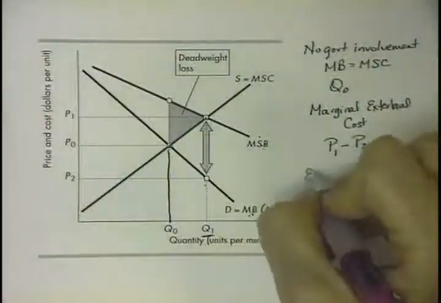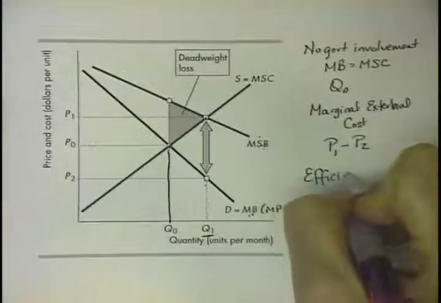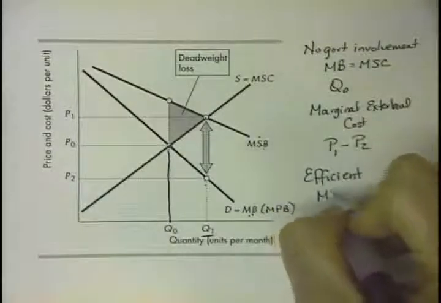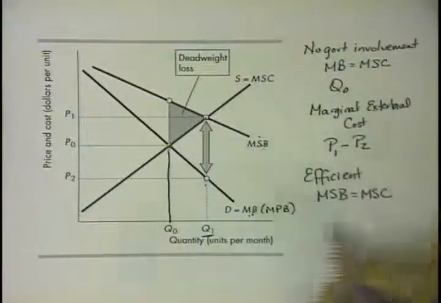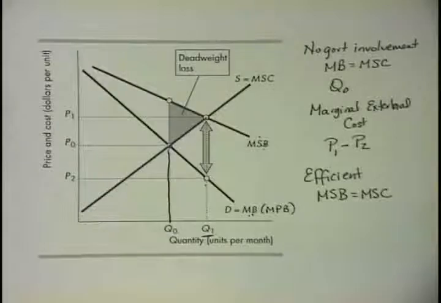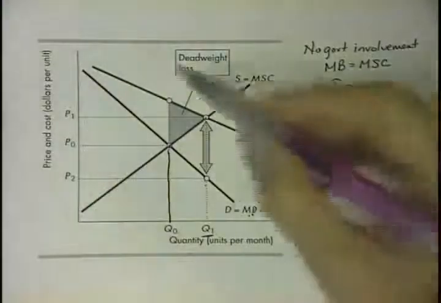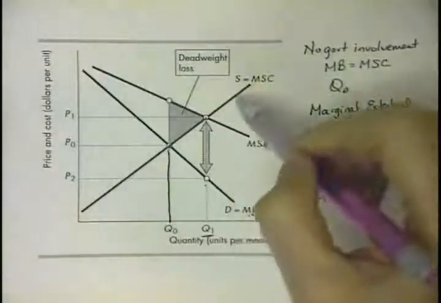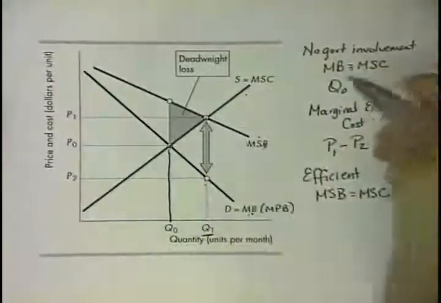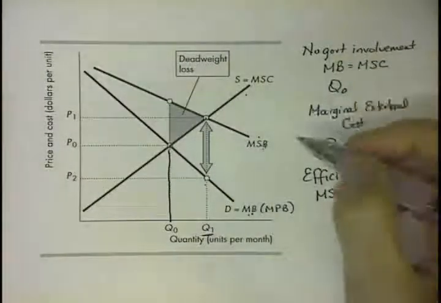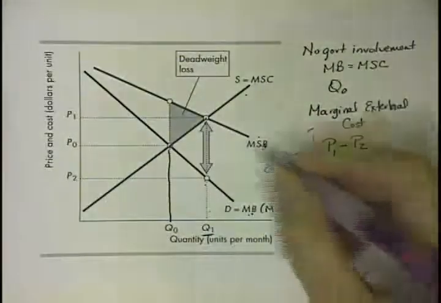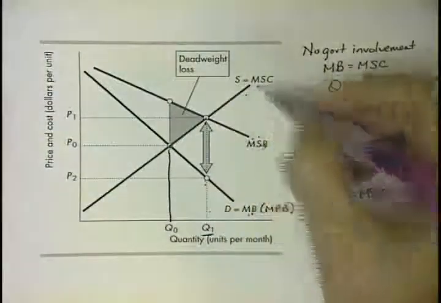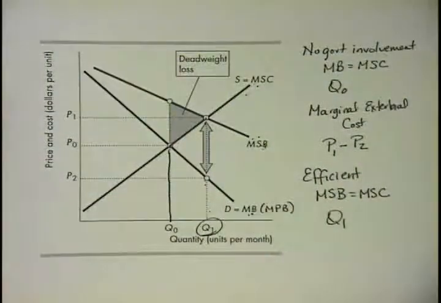Now, if we want to know what the efficient outcome is, the efficient outcome is where MSB, marginal social benefit, is equal to marginal social cost. Always, our efficiency is going to be where marginal social benefit equals marginal social cost. So that's where this MSB curve and this MSC curve intersect. The efficient amount of our output for education is going to be Q1. So where the MSB curve intersects the MSC curve, that is our efficient amount of education.